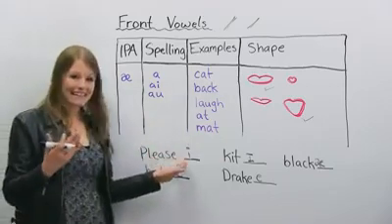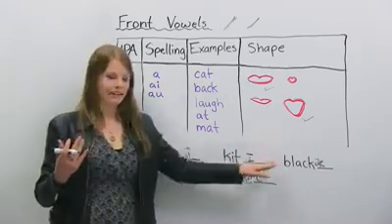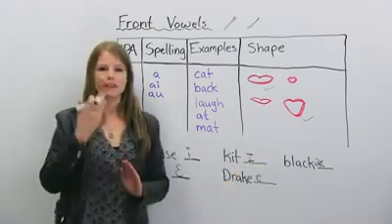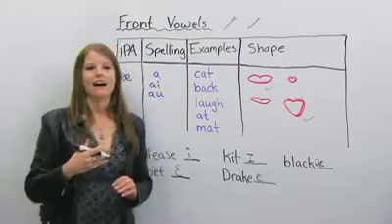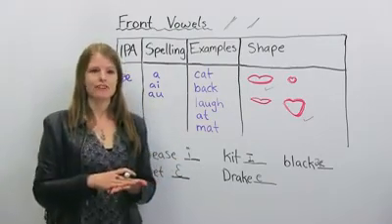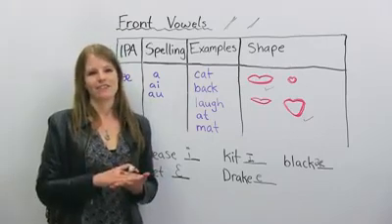These are great words to practice side by side. You can say please, kit, black, bet, Drake, and see the different things your lips are doing, what your mouth is doing, how open or closed your mouth is. These are all really helpful tips to help you with your pronunciation.